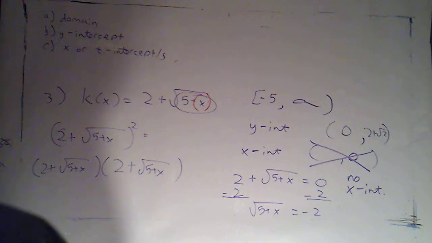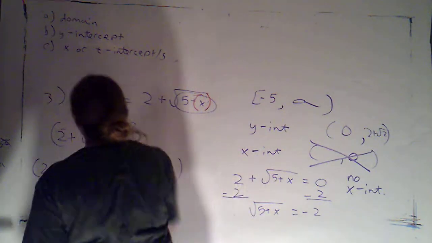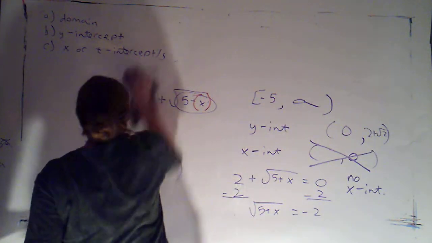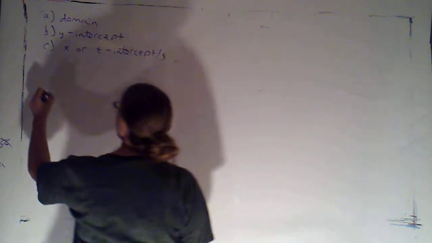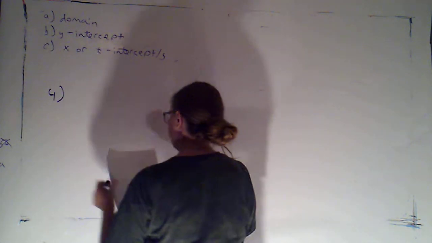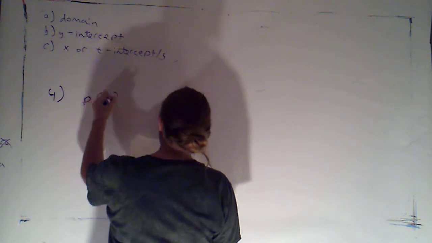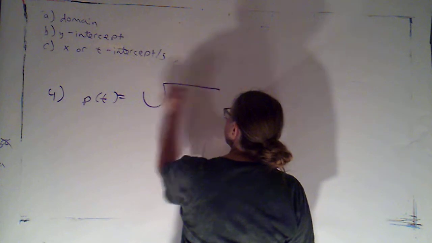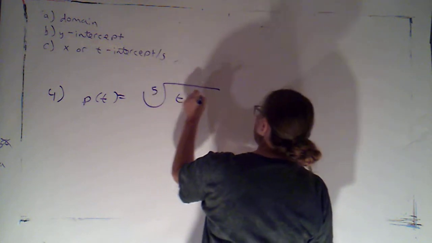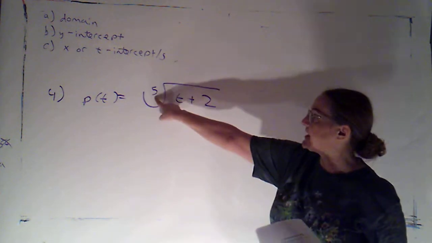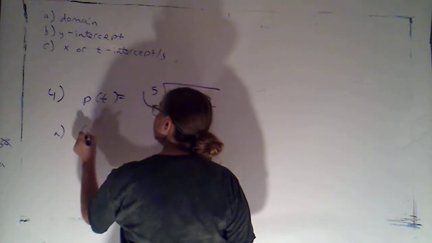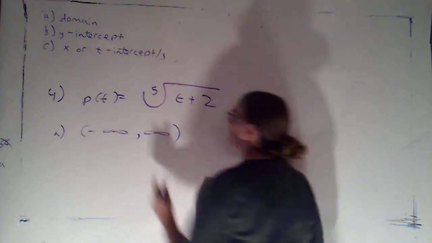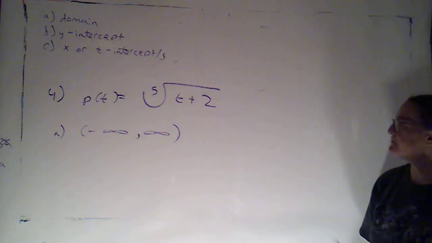All right, let's take a look at the second part of 4. So that was p of t equals the 5th root of t plus 2. Now 5 is an odd number, so this is an odd root. So the domain is everything from negative infinity to infinity.